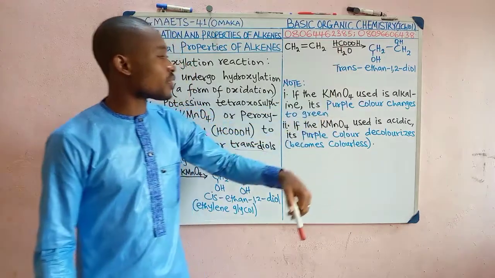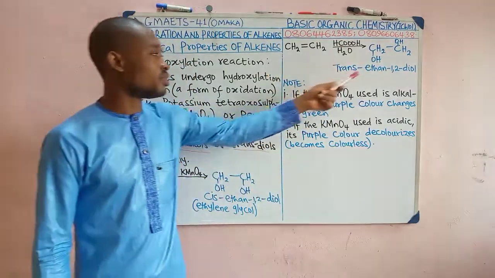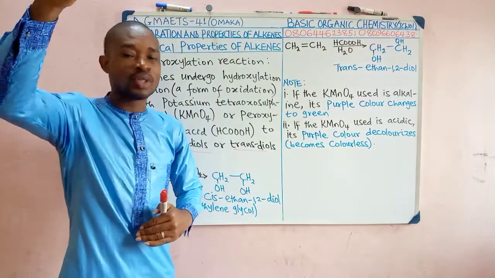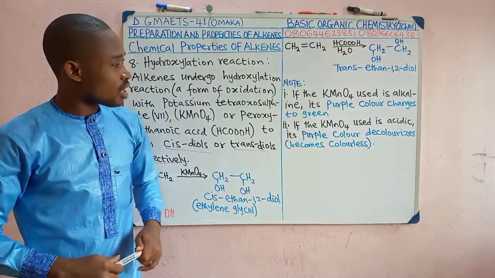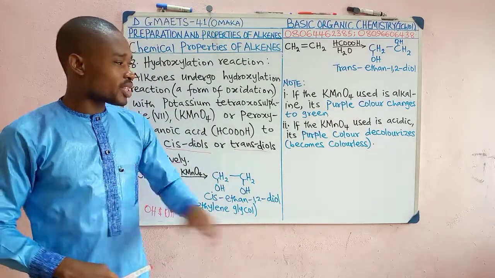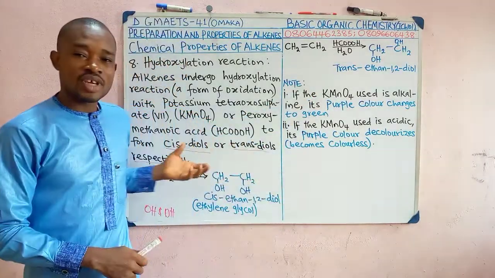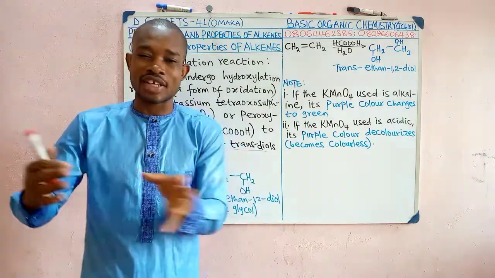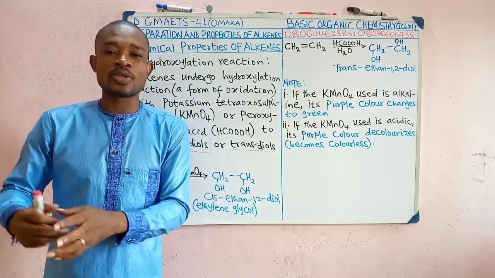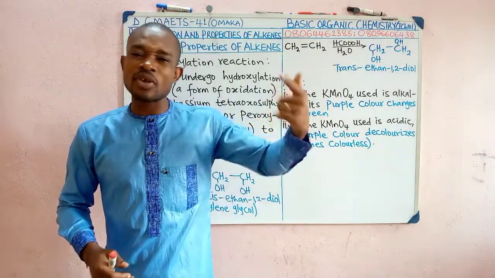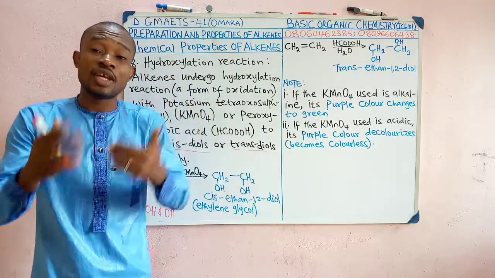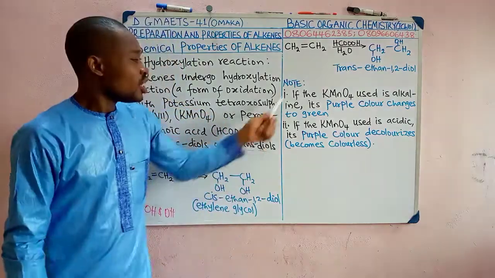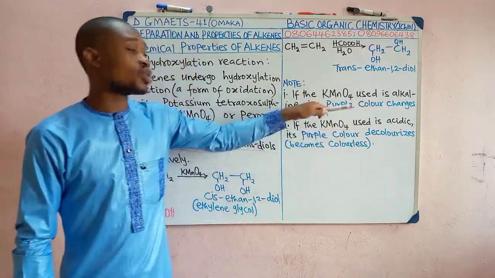Alright, using peroxymethanoic acid, the reaction is essentially the same. The only difference is the positioning of the OH, because it's in trans form, one down, the other up on the adjacent carbon atoms. Please take note of this, because this reagent, potassium permanganate, is also used as a test for unsaturation. So you can use it to test for the presence of alkene. You can also use it to test for the presence of alkyne, because this reaction will see a corollary of it under alkyne. Now what happens if the potassium permanganate used, the solution is alkaline?